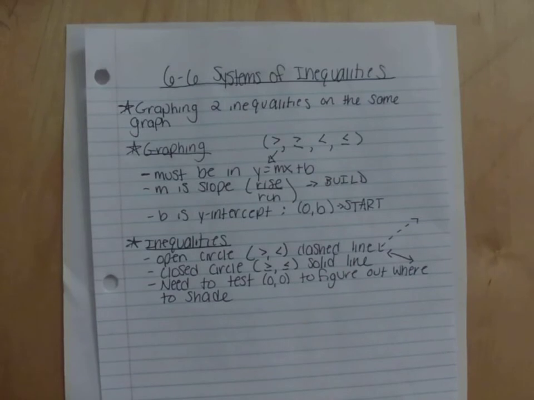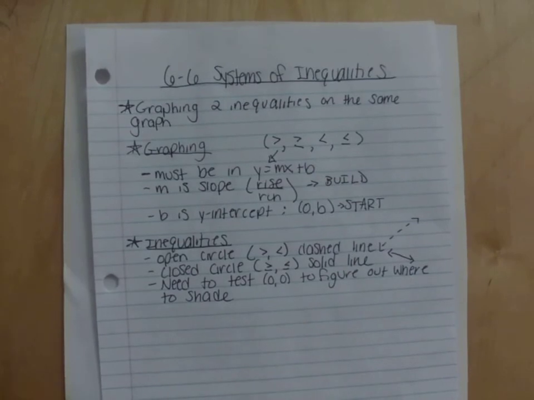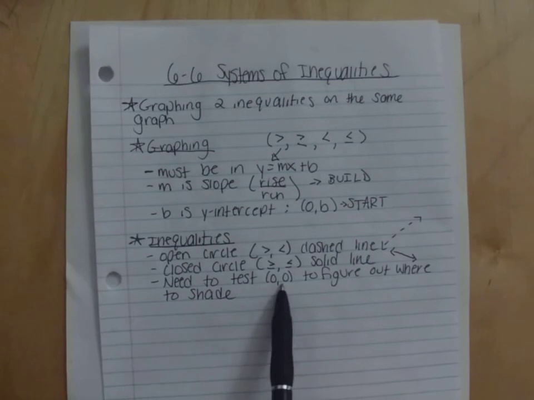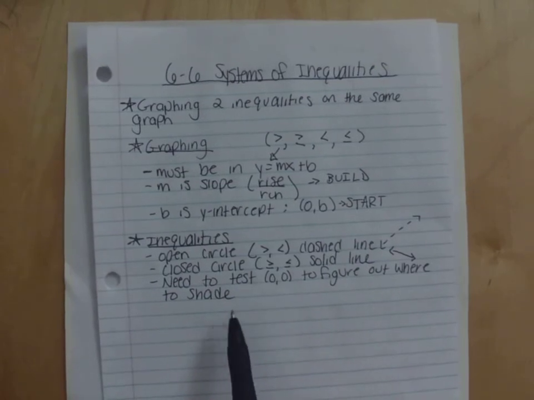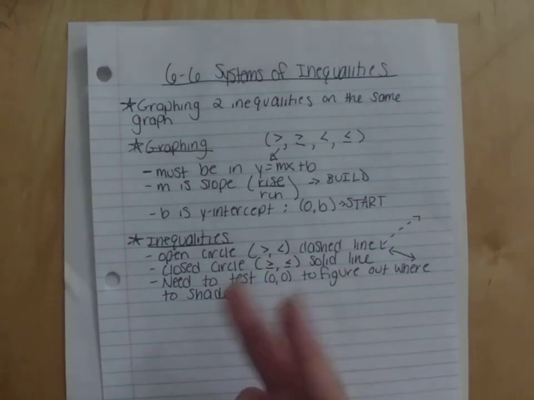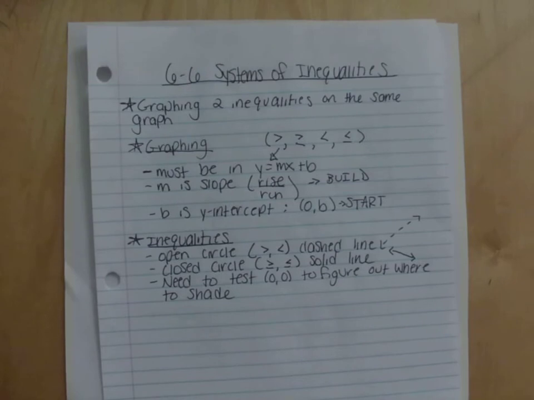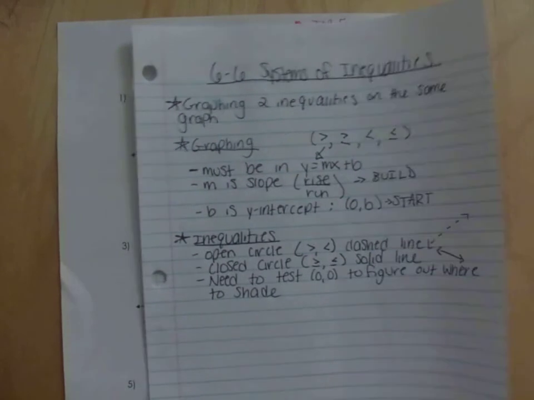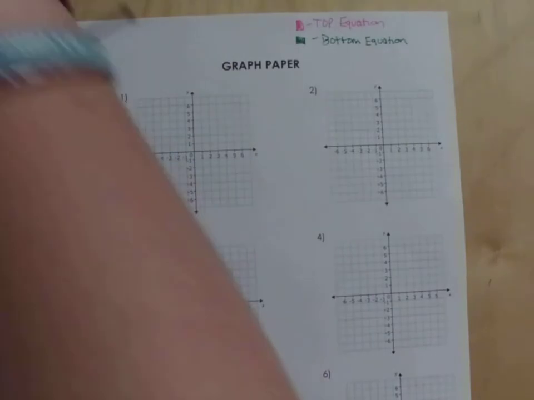And then the final step that I know we struggled with a little bit is we have to test (0, 0) to figure out where we need to shade. Remember, we're talking about inequalities, so one side of our graph has to be shaded. And because we have two inequalities, we're going to have a place where that shading overlaps. So let's look at some examples to hopefully help you guys out a little bit.